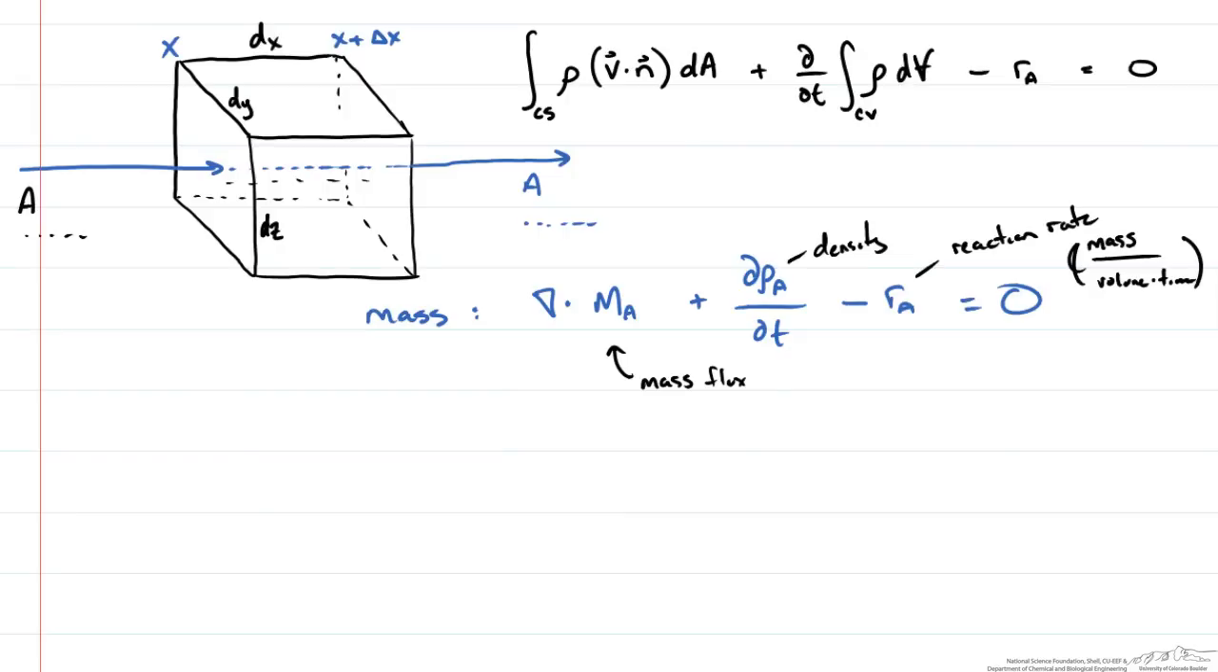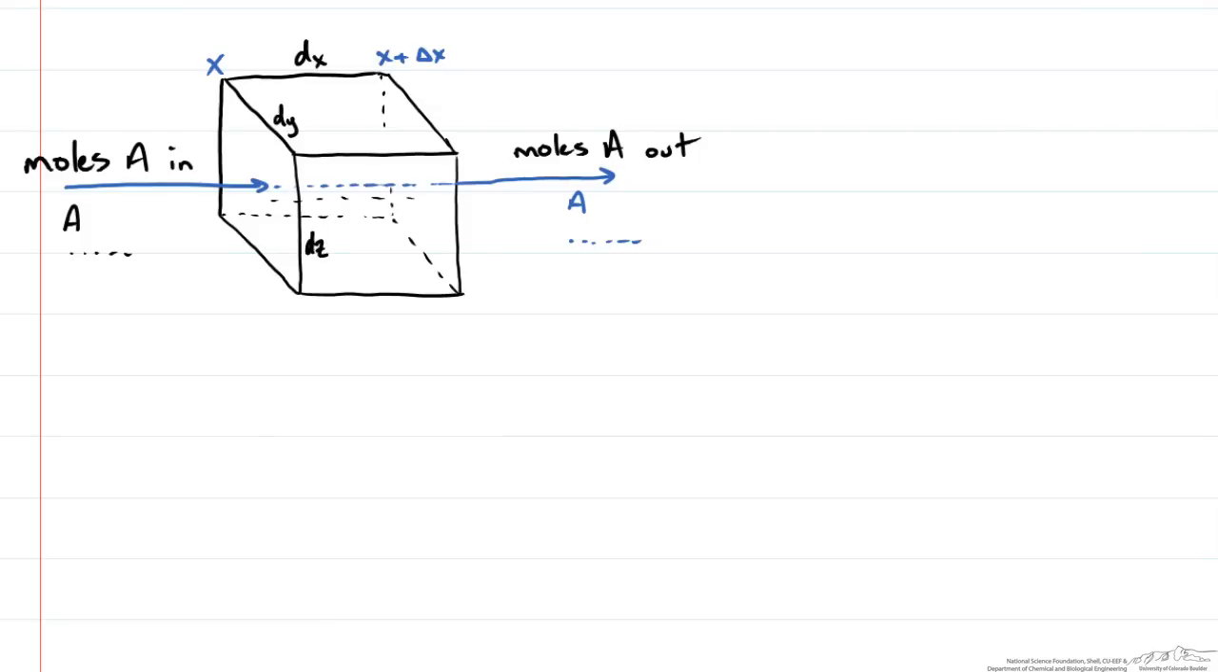So you can see the dimensions on each of these terms are mass per volume per time. Our mass flux is being evaluated in each direction, so we get a mass per volume per time. We can do the same thing on a molar basis, so I want to do that really quick. If we look at the moles of A entering our control volume, the moles of A leaving our control volume, we'll have some change in moles with time inside of our control volume, plus whatever moles we generate or take away based on a reaction.